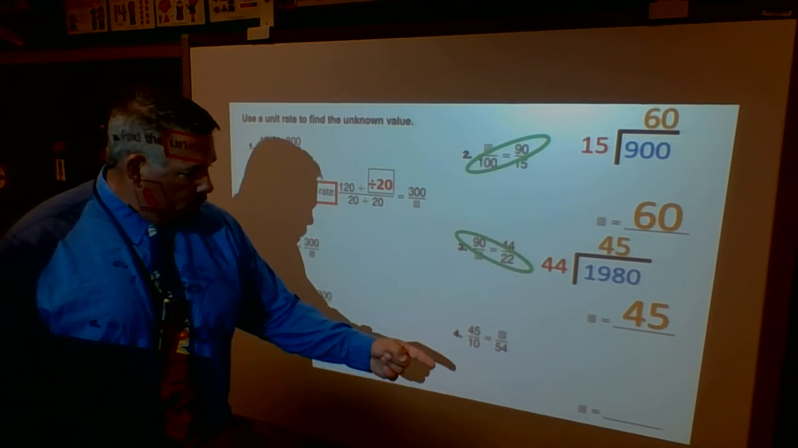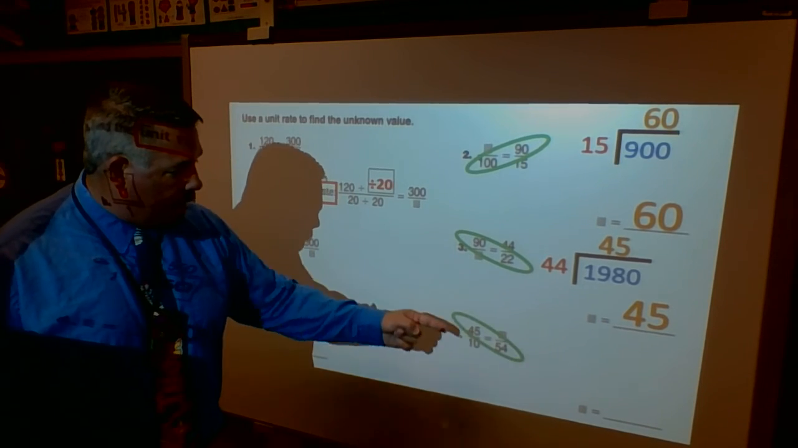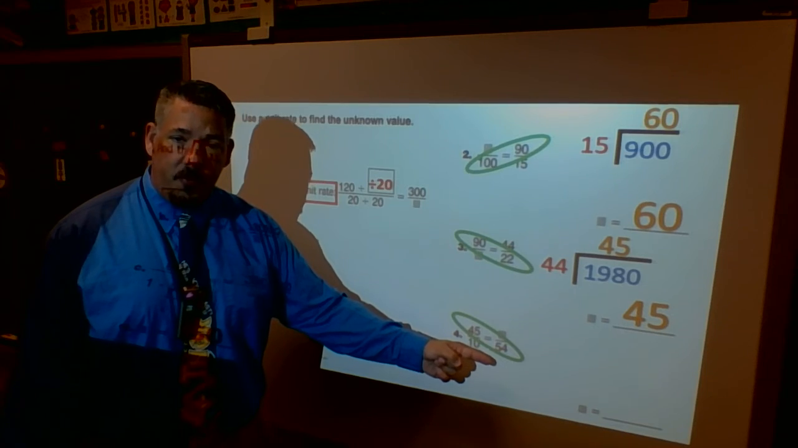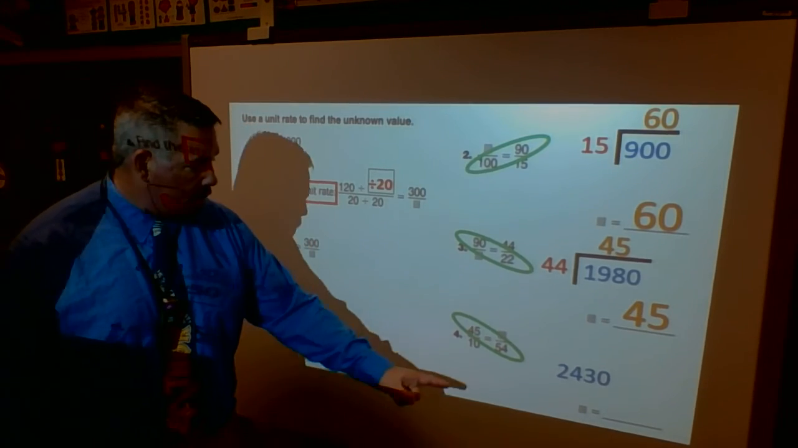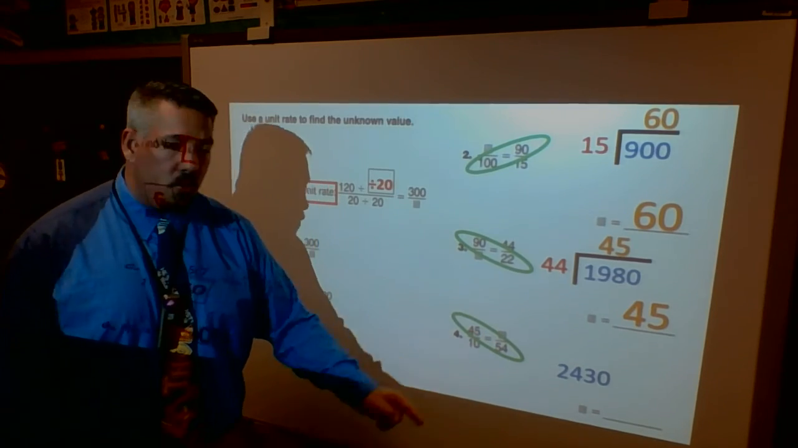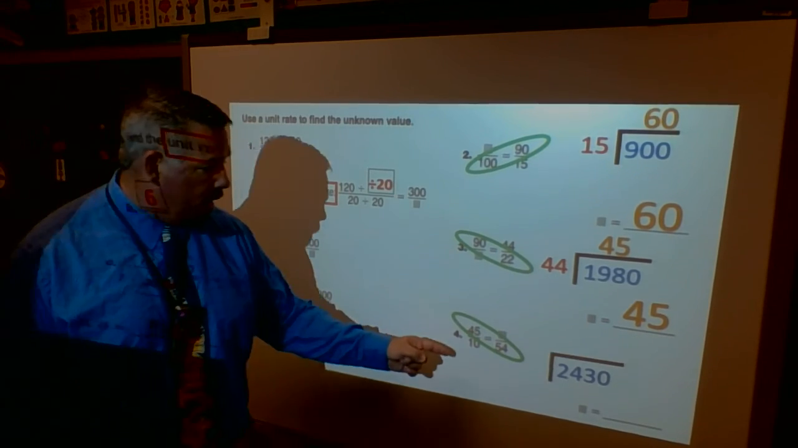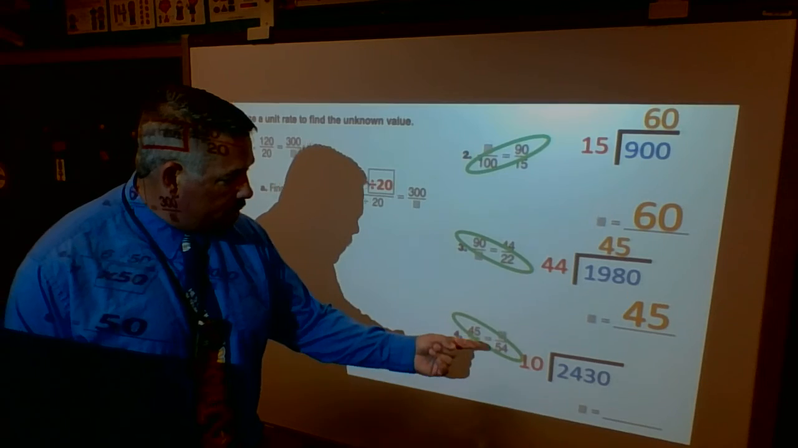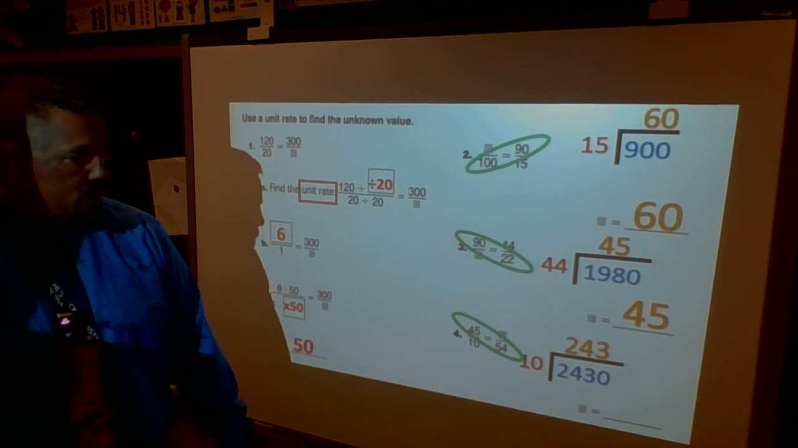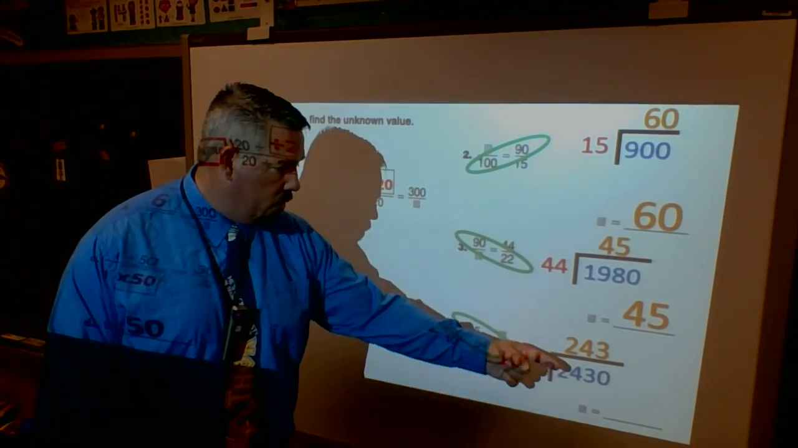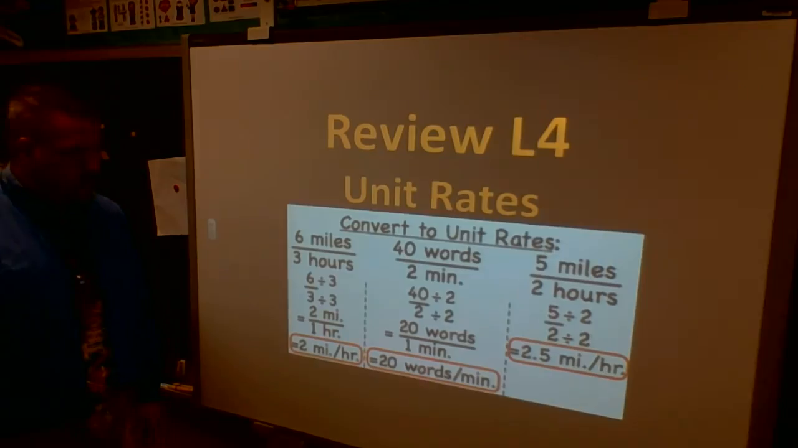And then on number 4, I'm going to multiply my loop again. So I have 45 times 54. That's going to give me 2,430. What am I dividing by? Well, here my lonely number is a 10. So if I divide by 10, I'm going to get 243. So my box is equal to 243.